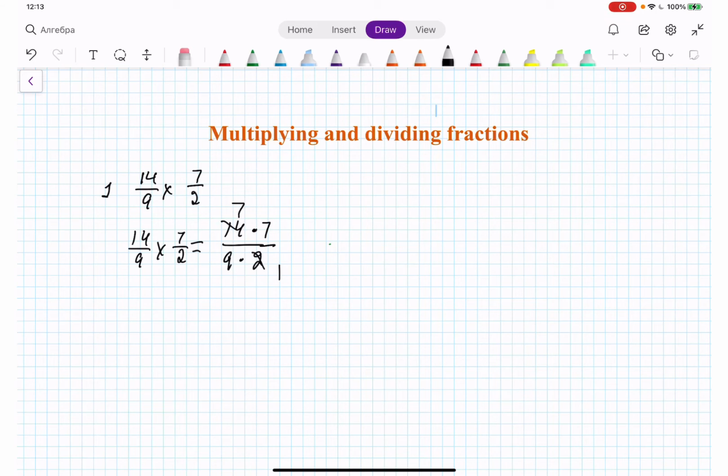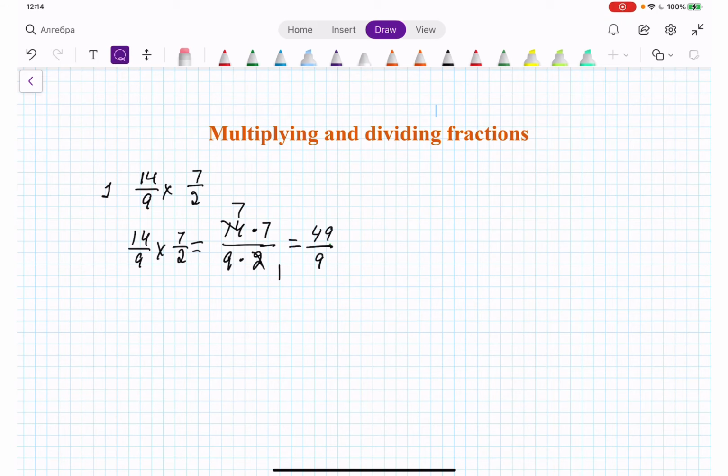14 divided by 2, so both of them reduced by 2. But never ever are you canceling numerator with numerator. You cannot do that. Or you cannot cancel denominator with denominator. So one on the top, one on the bottom numbers you can reduce or cancel, but not next to each other. Okay? So the result is 49 over 9. Next one.